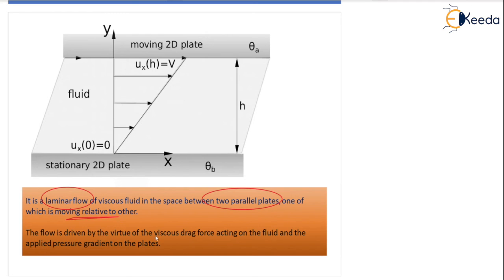The flow is driven by virtue of the viscous drag force. I told you, right? Because of the drag force, the fluid is moving in the direction of the moving plate. Viscous drag force acting on the fluid and the applied pressure gradient on the plates. So pressure gradient, that is dP by dx, can also be applied on the plates. Pressure gradient is again dP by dx. If you apply some pressure difference between one point and another, that is (P2 minus P1) by (x2 minus x1), that is called applied pressure gradient.